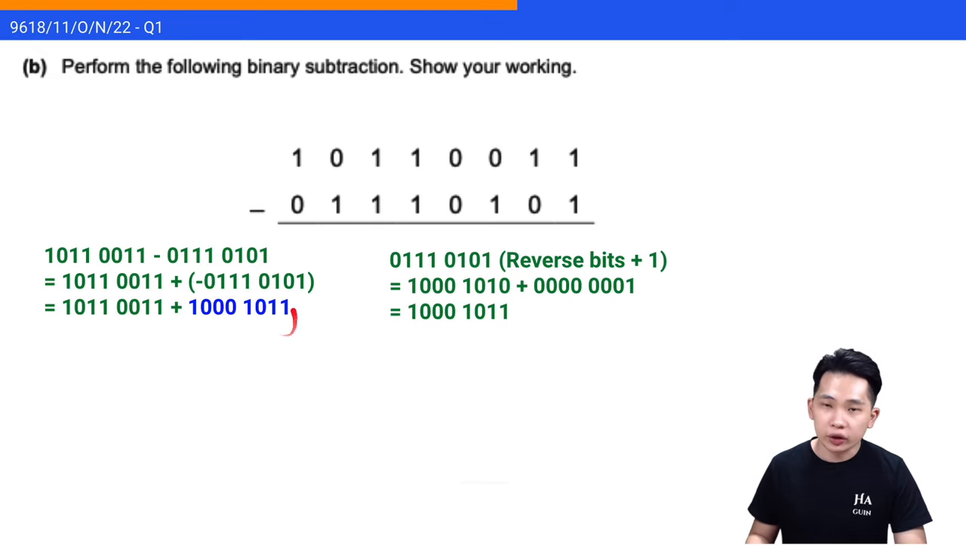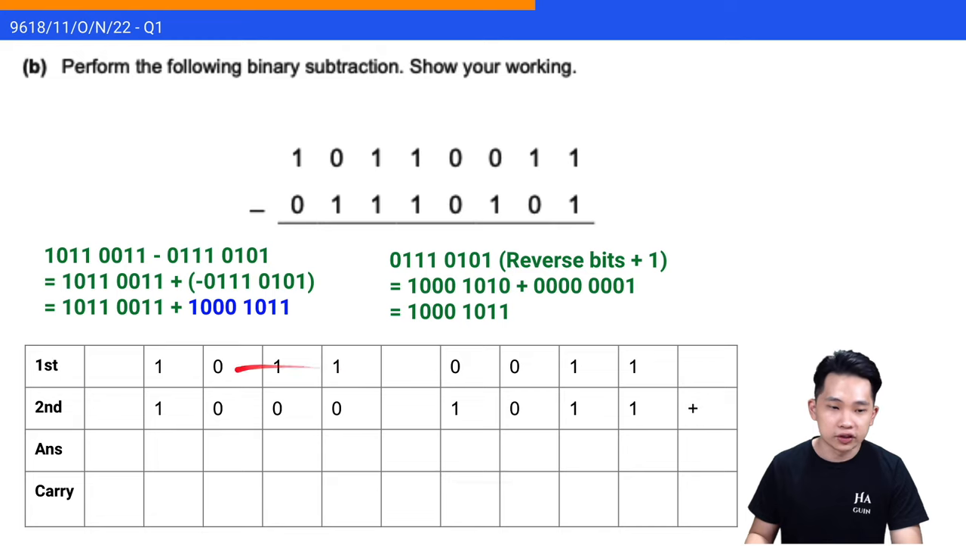And then we will just show the working in vertical form. We are doing an addition instead of a subtraction now. So the full working will be something like this. This is the first number here, the second number here, this is the answer, and then this is the carry row.